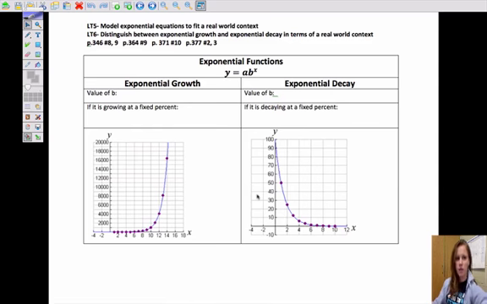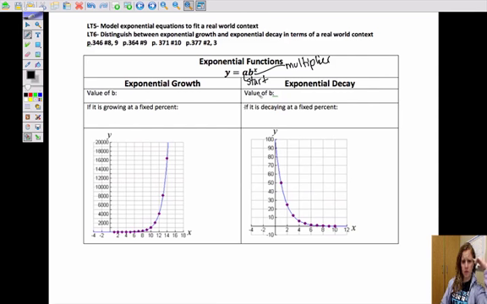Alright guys, we're getting into modeling exponential equations to fit a real-world context. So we've looked at exponential functions. To review, that's y equals a times b to the x, where a is our starting value, and b is our multiplier. Okay?